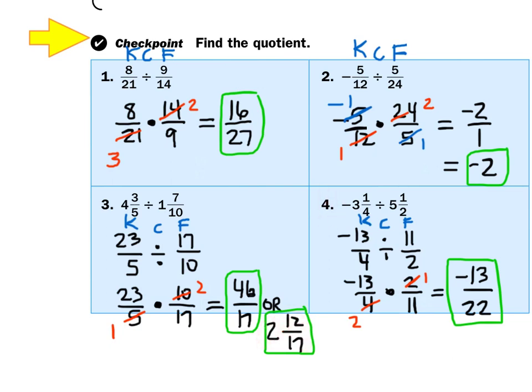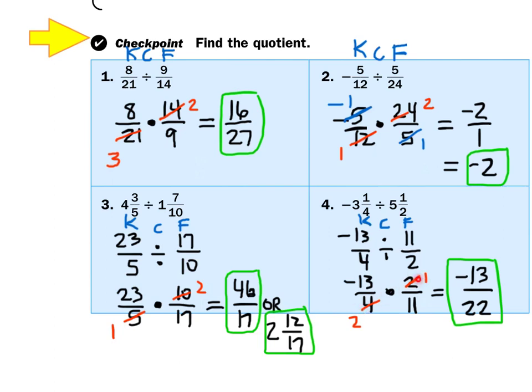Take a look at number 4. Negative 3 and 1/4 divided by 5 and 1/2. So first, write them as improper fractions. 4 times 3 is 12, plus 1 is 13. So put negative 13 over 4. Keep the division sign the same, and then start at the 2. 2 times 5 is 10, plus 1 gives us 11 over 2. Now write keep, change, flip. So keep the negative 13 over 4, change division to multiplication, and flip that second fraction to 2 over 11.